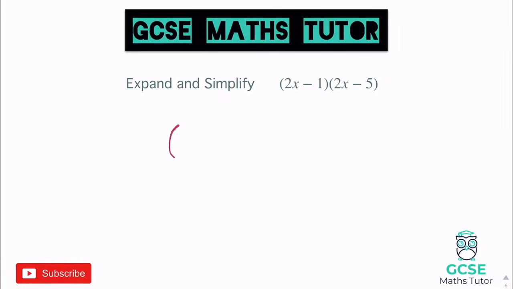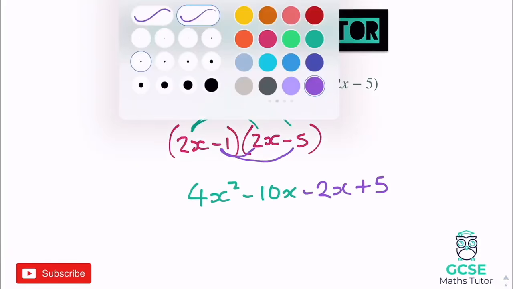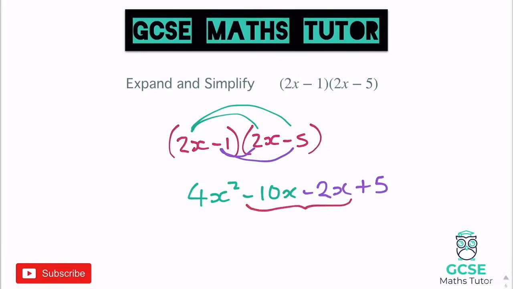Here we go, so expand and simplify this one, so we have 2x minus 1 and 2x minus 5. Let's see what we get here. 2x times 2x is 4x squared, and 2x times negative 5 is negative 10x. On to the underneath, negative 1 times 2x is negative 2x, and negative 1 times negative 5 gives us positive 5. Then tidying up what's in the middle, both are negative, so be careful. We've got 4x squared, negative 10 take away 2 is negative 12, so negative 12x, and then plus 5 at the end. And that's how you expand them when we've got coefficients greater than 1 in the bracket.